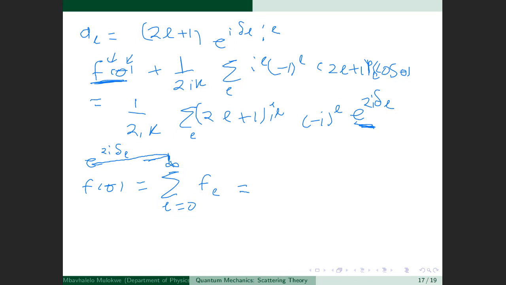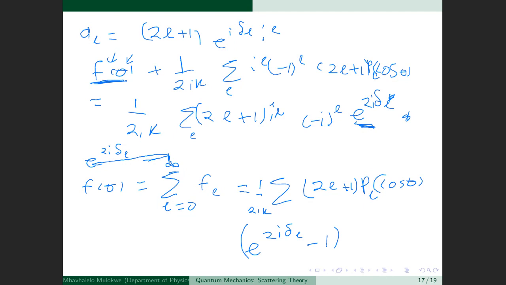And I can solve it from this equation there. So you get 1 over 2ik, (2L plus 1), the Legendre polynomial of cos theta, times e^{2i delta_L}. It's just that term, but the term on the left hand side is identical to the other one. It's just that once you take it to the other side, it will come with a negative.